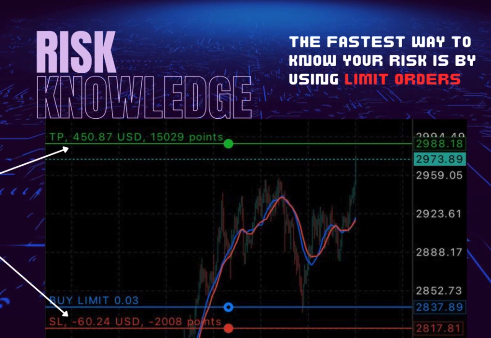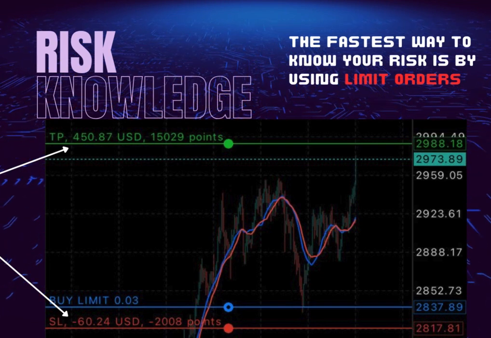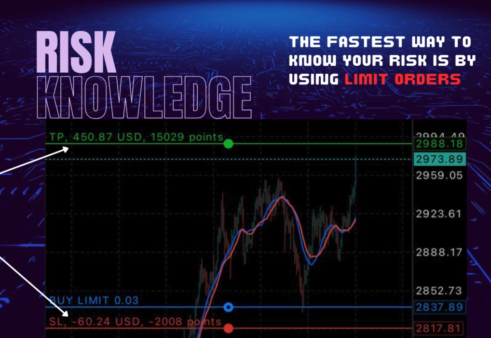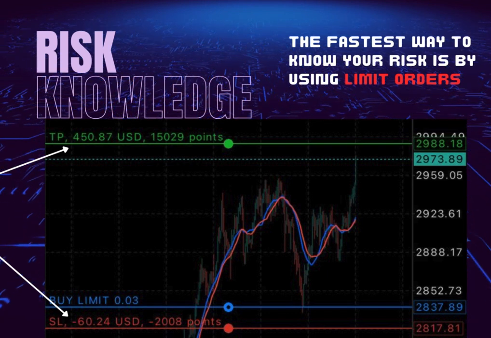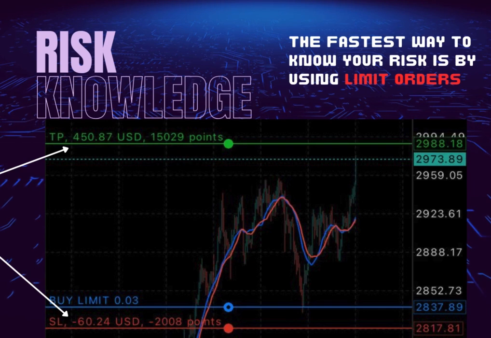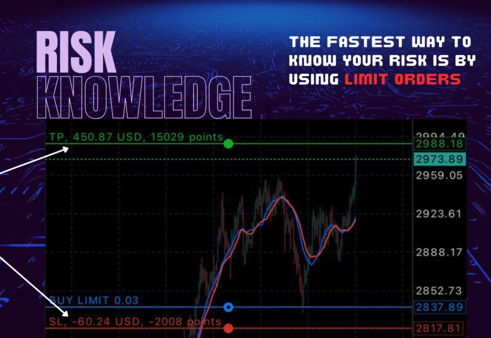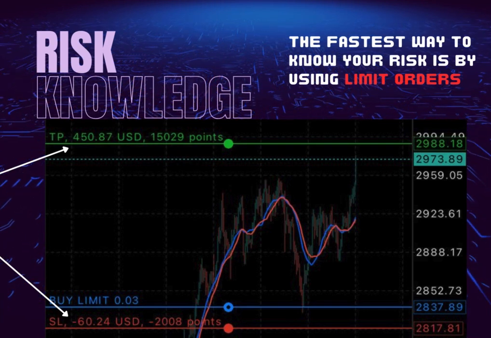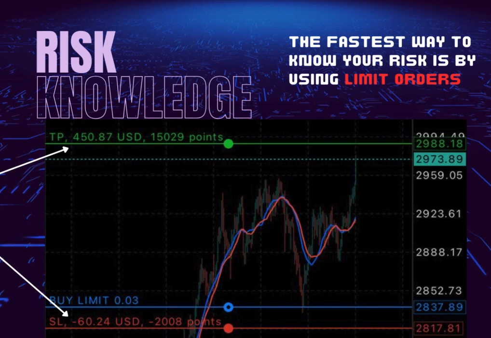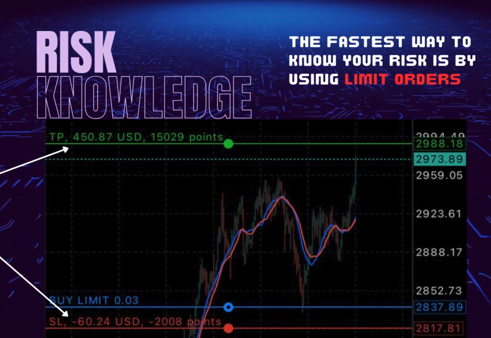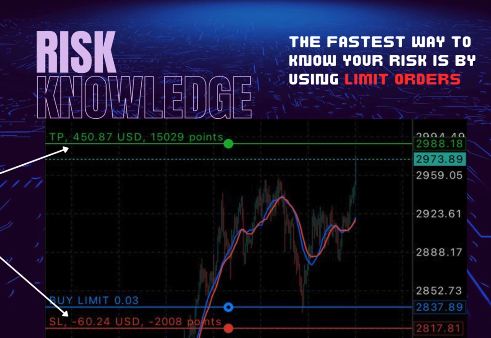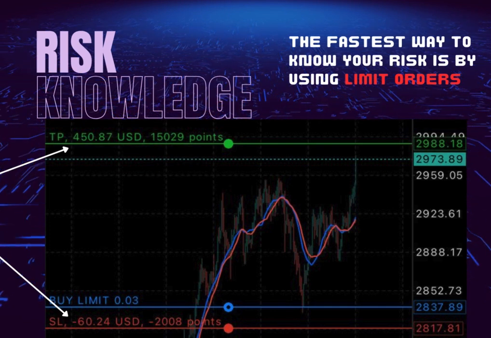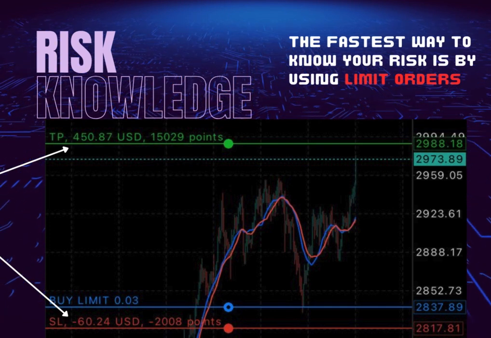So in this example, using MetaTrader 5, you can see that the stop loss is 60.24. So if this person loses this trade, they'll be losing just $60. The take profit is $450.87. So if this person wins this trade, they'll be making $450.87. Does that make sense? So you can know your loss or your risks simply by using limit orders on your MetaTrader.